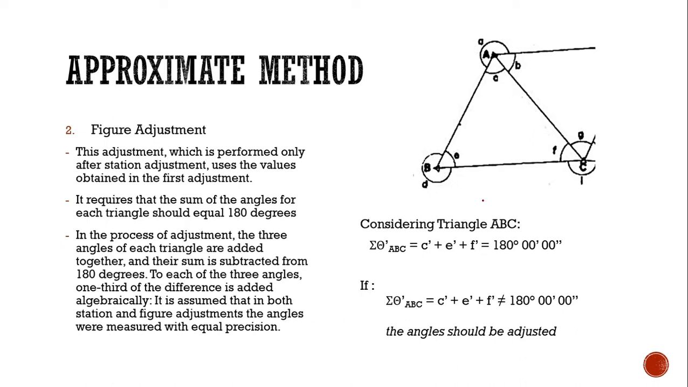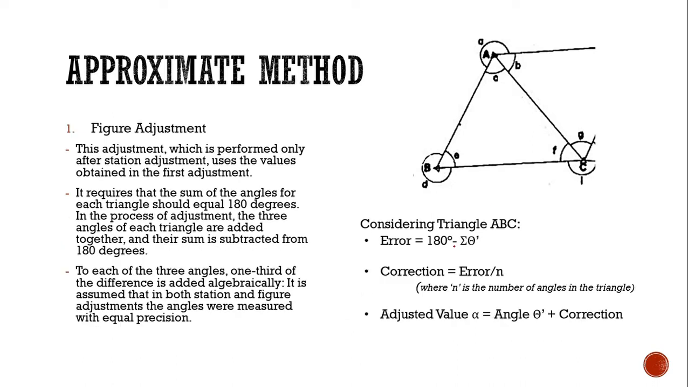If the summation of these three interior angles of the triangle doesn't equal 180 degrees, then the angles should be adjusted. You just have to subtract these summations from the 180 to get the error, and then substitute this error into the correction, error divided by n, where n is the number of angles in the triangle. This will be added to the first adjusted angle to get the new adjusted value of the interior angles.